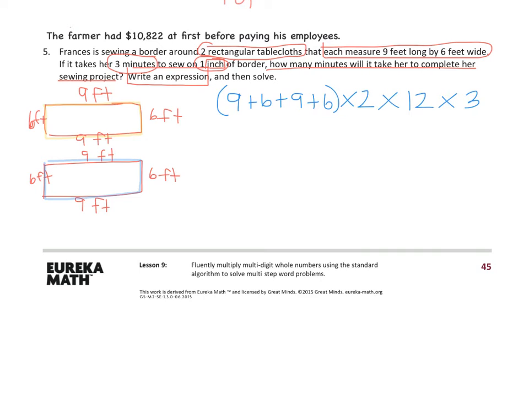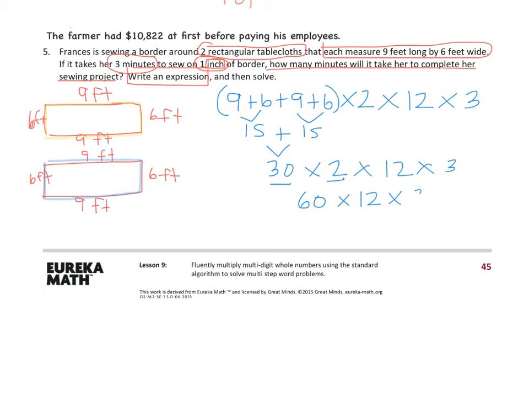All right. So let's look at 9 plus 6 plus 9 plus 6. So if you know that 9 plus 6 is 15, and this 9 plus 6 is 15, that means 15 plus 15 is 30. And now what I'm going to do is rewrite the times 2 times 12 times 3. So now we know that 30 times 2, or 30 doubled, would be 60. So it would be 60 times 12 times 3. That would be the next step.